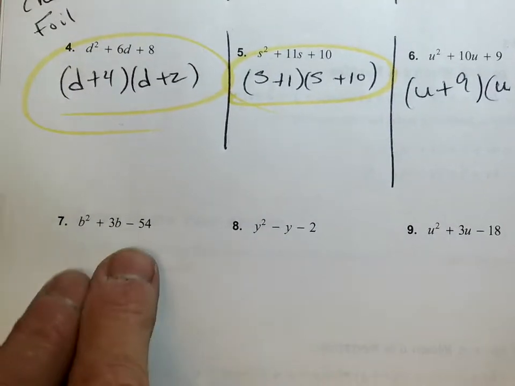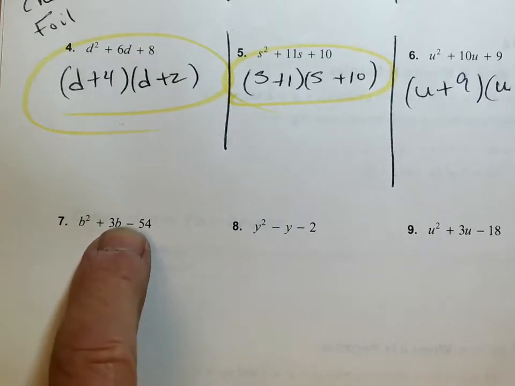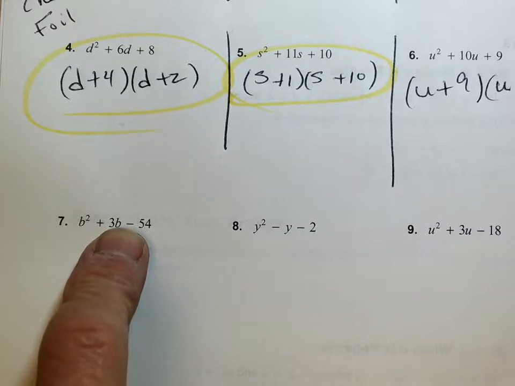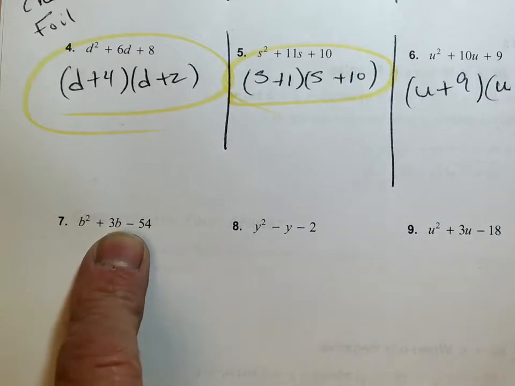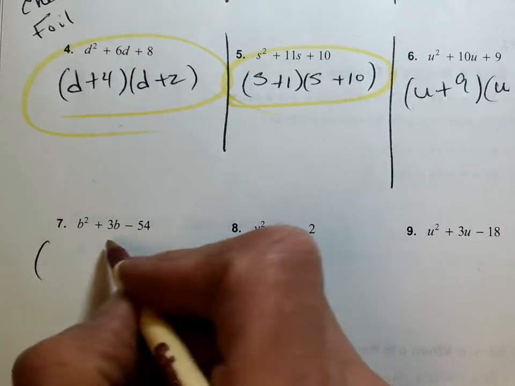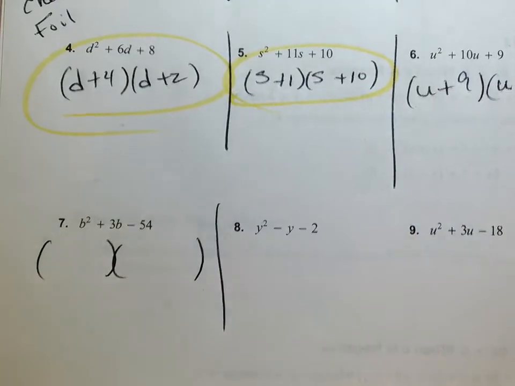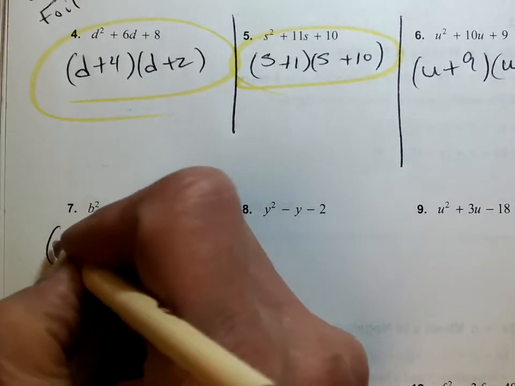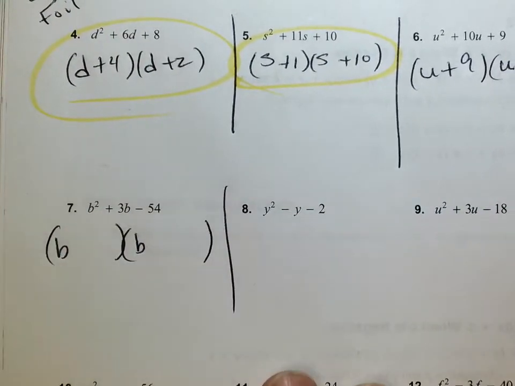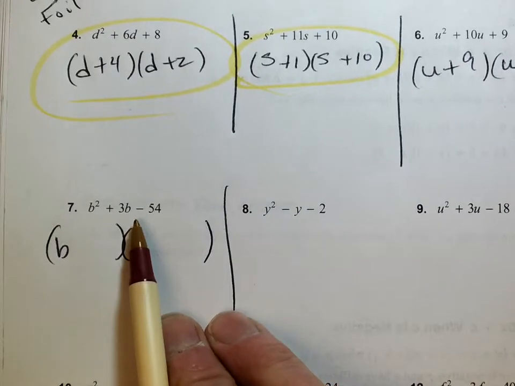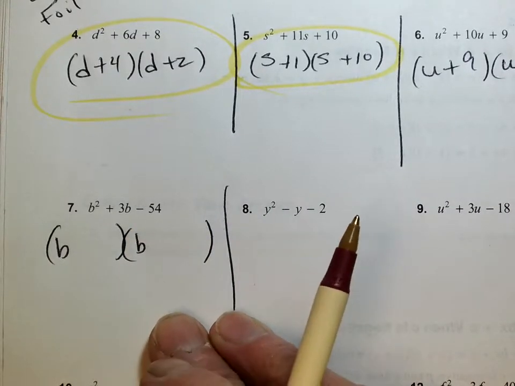Number 7 is different because you got a negative. Now remember, positive times a negative makes a negative. Agree? So when I do number 7, I'm going to go parentheses, parentheses, with a B. Now, I need positive times a negative. So what times what makes 54?